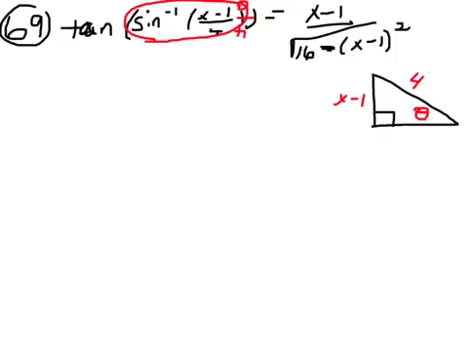Let me call it, I'm just going to call it A so it doesn't have an x in it, because it's just going to get really complicated looking. A squared plus (x minus 1) squared is going to be equal to 4 squared. That's just the Pythagorean theorem, a squared plus b squared is c squared, right?